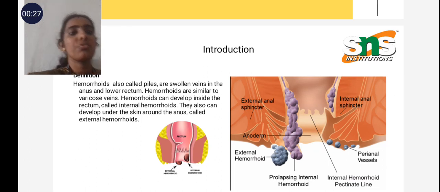So this is the picture of hemorrhoids. This is the external anal picture. The right side is the internal anal picture.